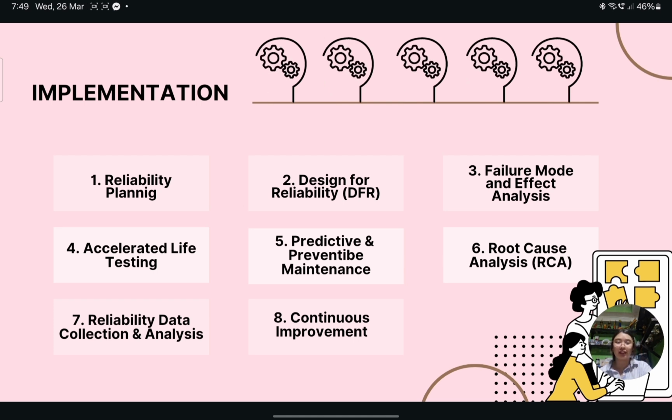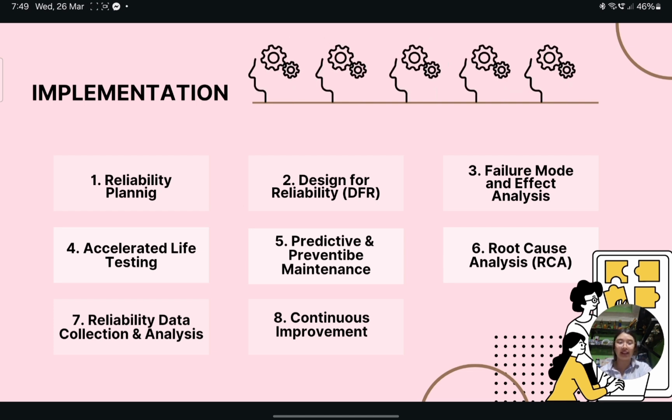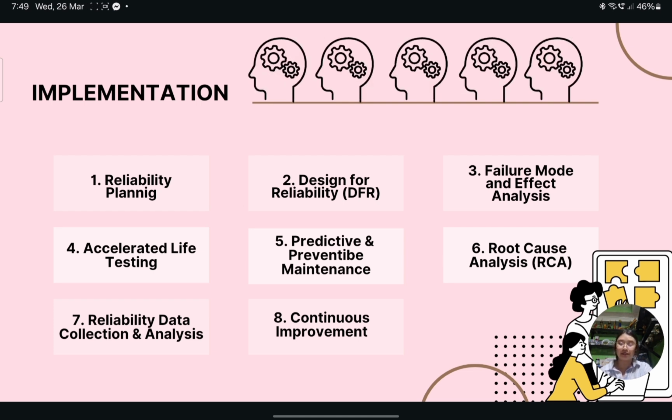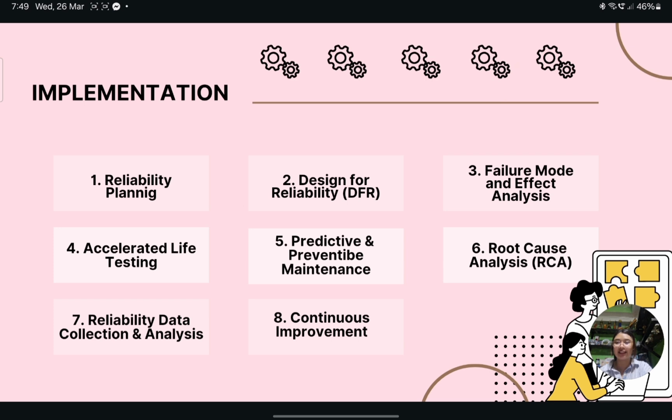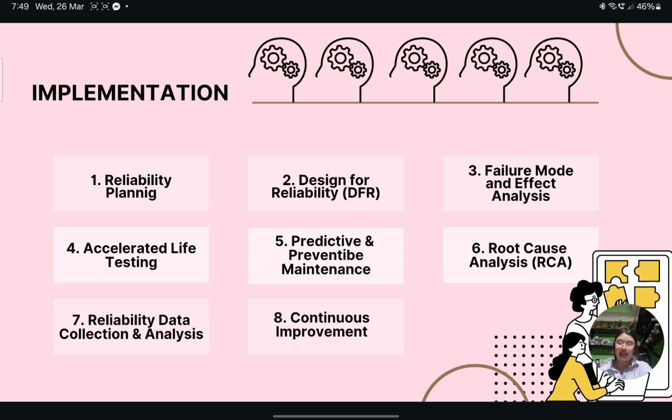The next step, which is the third, is what we call the failure mode and effects analysis, or the FMEA, right? The FMEA identifies potential failure points and mitigates risk. Number 4 is accelerated life testing. It simulates extreme conditions to estimate lifespan.